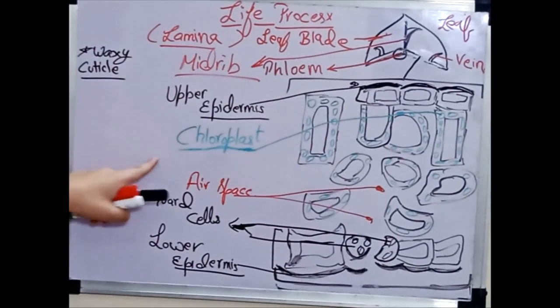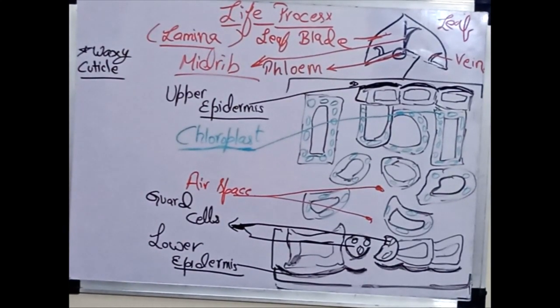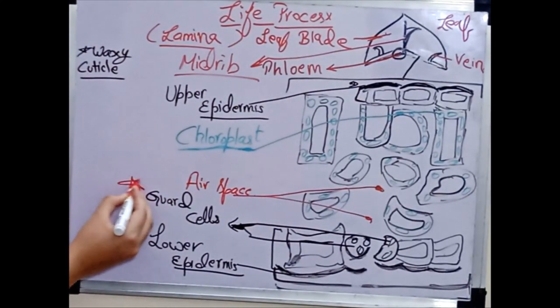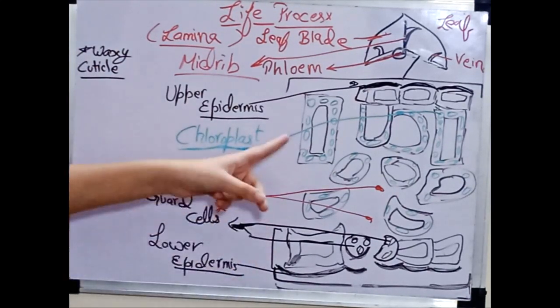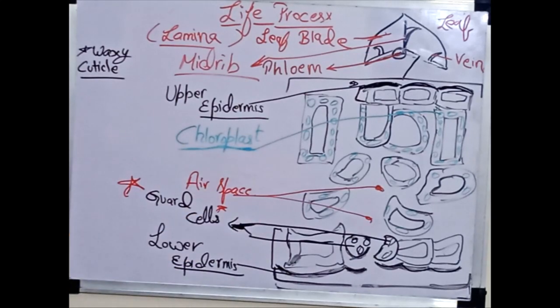Chloroplast is understood, air space as well. Now these guard cells are quite important, and they are what we are going to learn now. First let me rub this out and draw it again, but for now the main thing is to remember the epidermis, the chloroplast and the guard cells. These are the few things that they can ask you. Okay, so I hope this is clear.